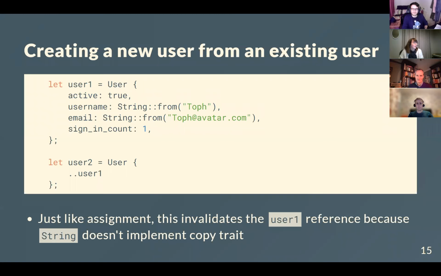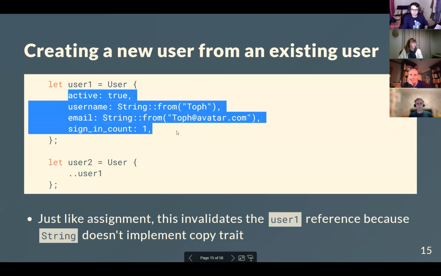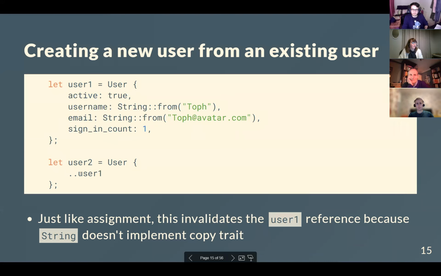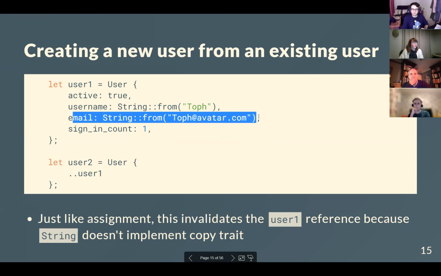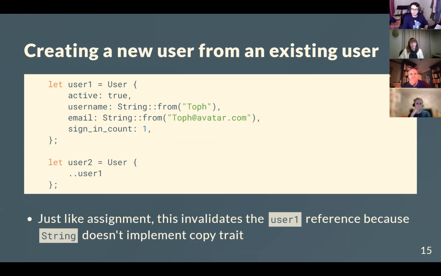You can also create a new instance of a struct from an existing struct. In this case, it's just like assignment. So in this line here where we're doing user2 equals ..user1, what that means is you're pulling all of the data fields out of user1, and then you're copying them into user2, which is just like assignment that we did last week in terms of ownership. So all the same ownership rules apply. And since in this case, String doesn't implement the Copy trait, the user1 reference is actually now invalid, because we've pulled out the username and the email, and those don't implement the Copy trait, which means we don't have ownership of it anymore.